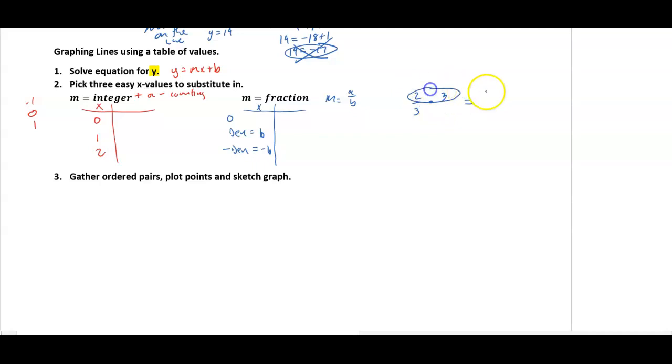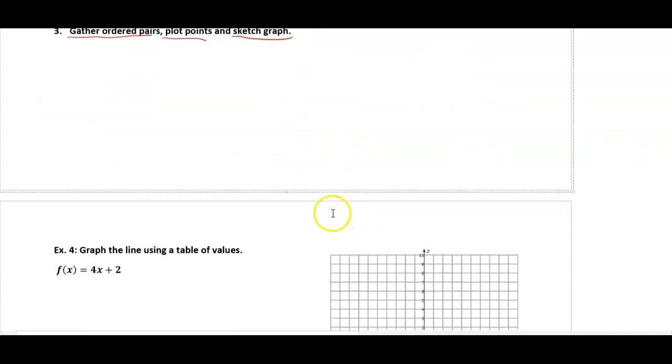And the reason is, if I have the fraction 2/3 and I multiply that by the denominator, notice that gives me 6/3, which is 2, or you notice the 3s eliminate. What does it leave me with? 2. Now, once we create our table of values, we gather the ordered pairs, plot the points, and sketch our graph. So let's do a few examples here.